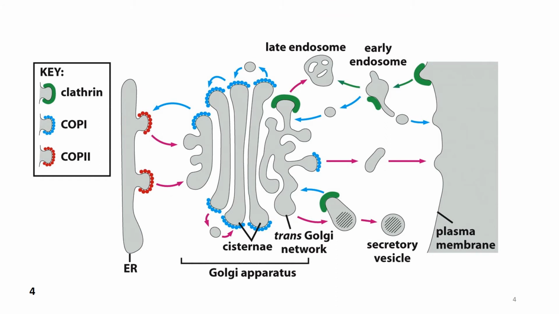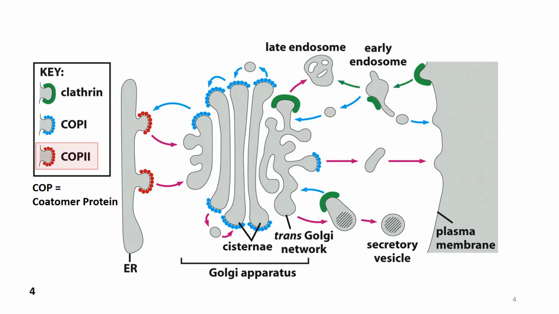As the video said, there are multiple types of coat proteins that are responsible for facilitating the formation of vesicles. Those three flavors of coat proteins are shown in that legend. There is clathrin, COP1, and COP2. COP stands for coatomer protein. And again, we have coatomer protein 1 and coatomer protein 2.